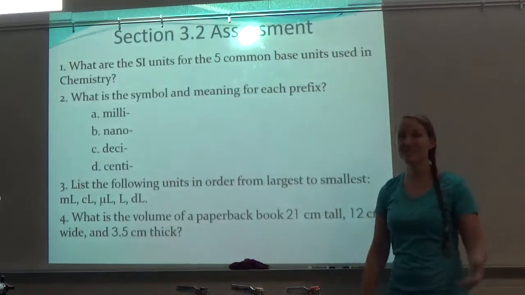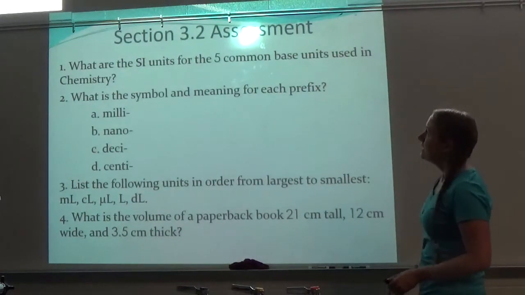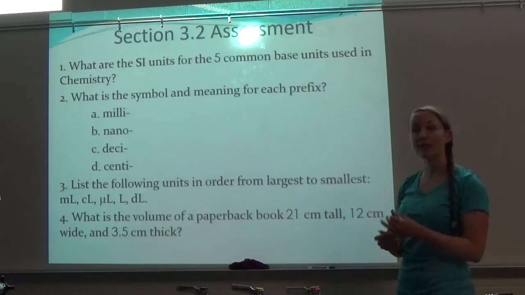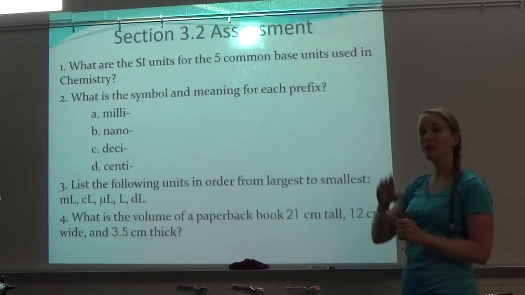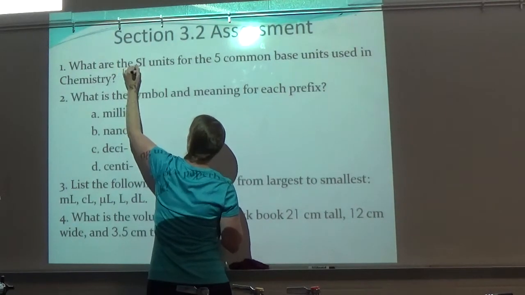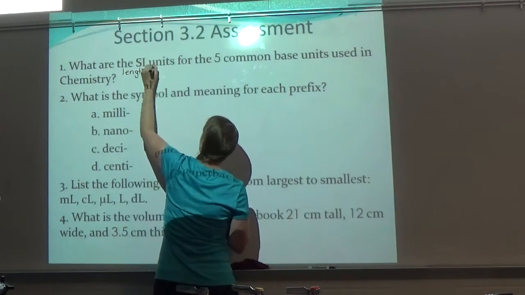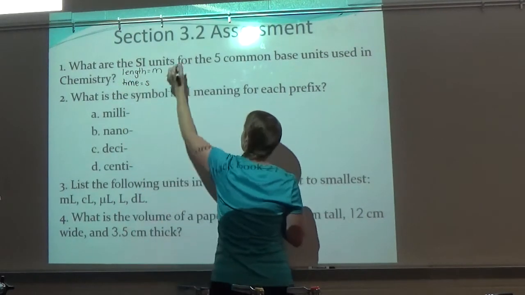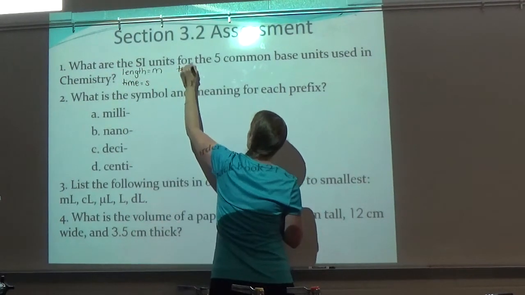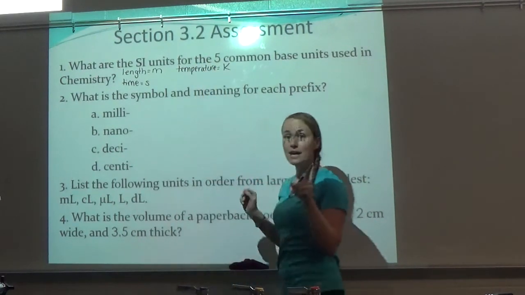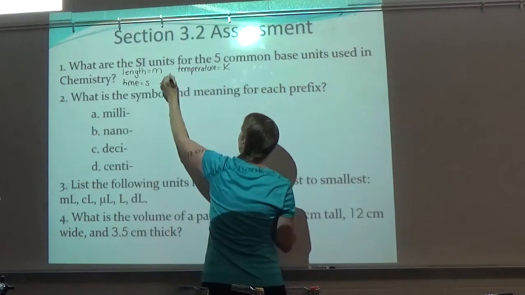All right, so section assessment, yay! What are the SI units for the 5 common base units used in chemistry? So remember, we have that chart at the beginning of the section, but we only use the top 5. So let's see, we have length. I may go out of order because I'm just pulling them from my mind. In meters, we have time in seconds. We have temperature in Kelvin, capital K, no degree sign. We have amount of substance.